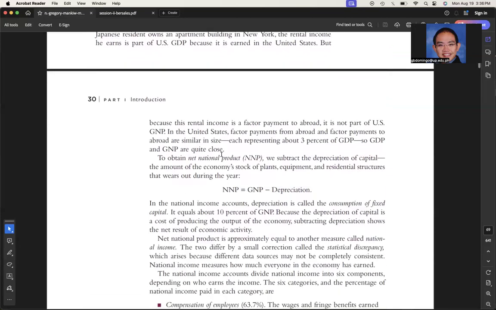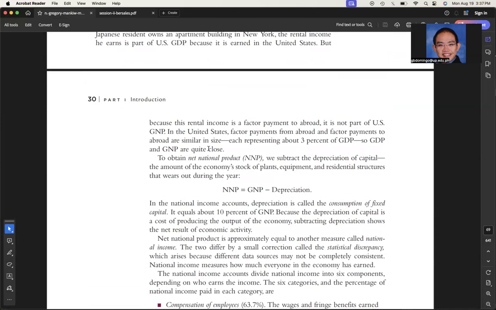In the United States, factor payments from abroad and factor payments to abroad are similar. So there's a difference between a big country like the United States, which has an almost net zero difference in net factor payments, and the Philippines, where there is a fairly big difference in net factor payments. That's because of remittances. Remittances are part of this factor payments issue.